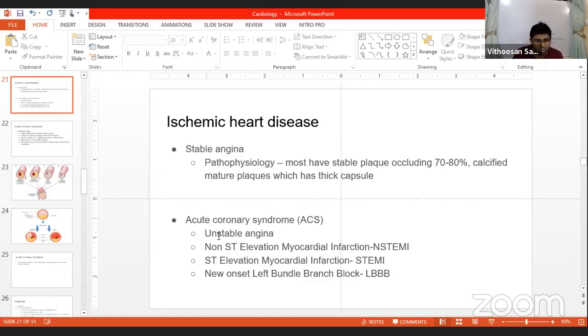So acute coronary syndrome, there are 4 things, guys, under that. How to divide into these 4 depends on the ECG, and there is something called cardiac markers. One is unstable angina, other one is non-ST elevation myocardial infarction, other one is ST elevation myocardial infarction, other one is new onset left bundle branch block.